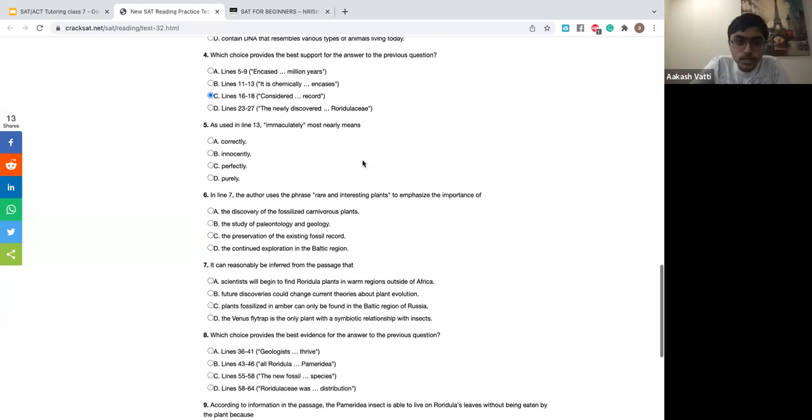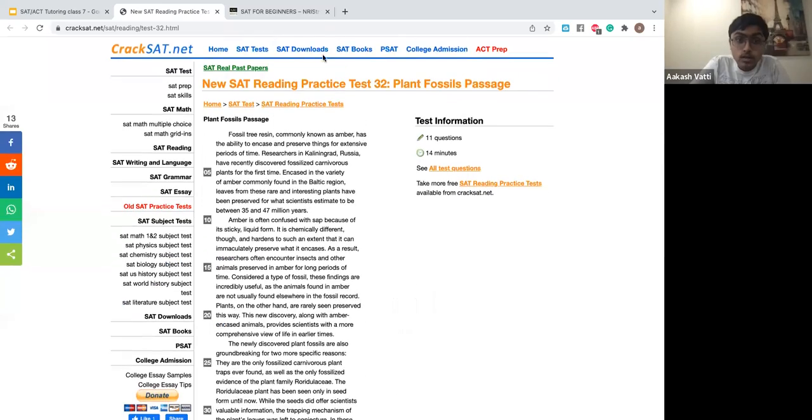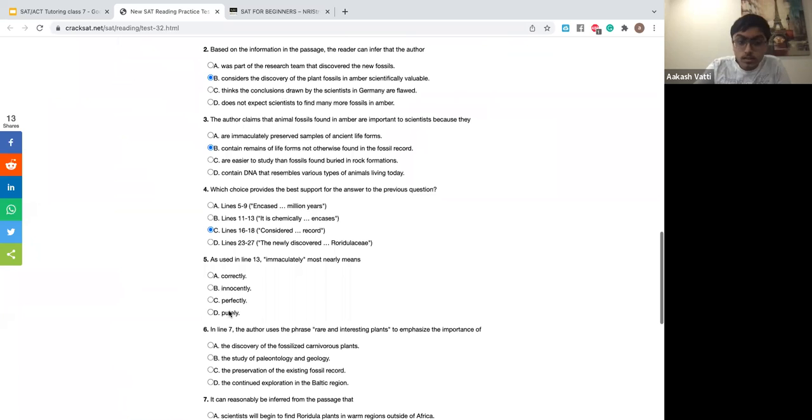So line 13. Immaculately most nearly means, from what I remember, something like perfectly contained, but we'll see. Line 13, immaculately preserved. Immaculately means perfectly. Therefore, if we go down, okay, perfectly is an option. Correctly doesn't work there because you don't correctly preserve something. I mean, you do, but that's the action of preserving it versus how it was preserved. Innocently preserve something doesn't make sense. Purely preserve something also doesn't make sense.